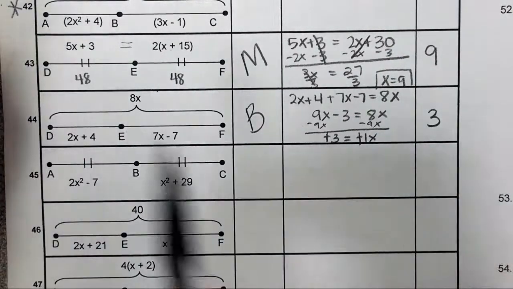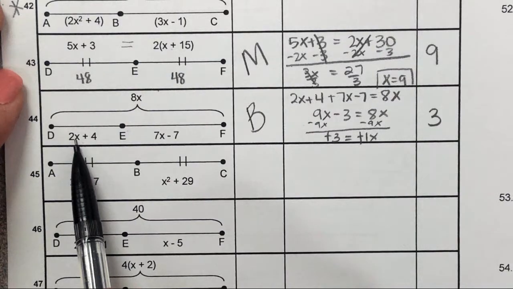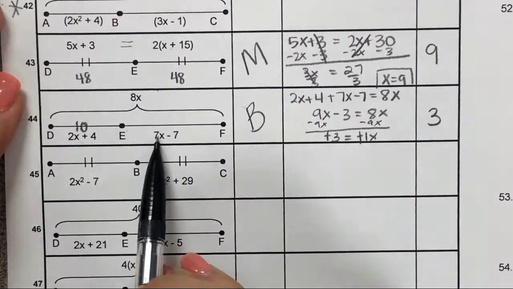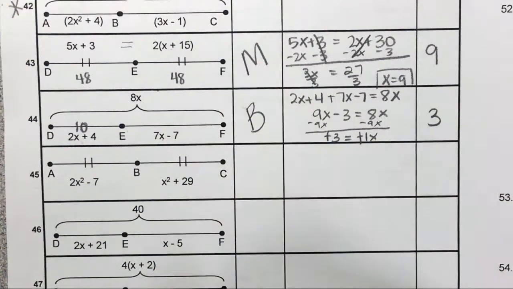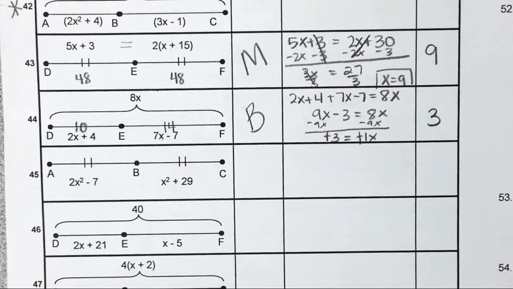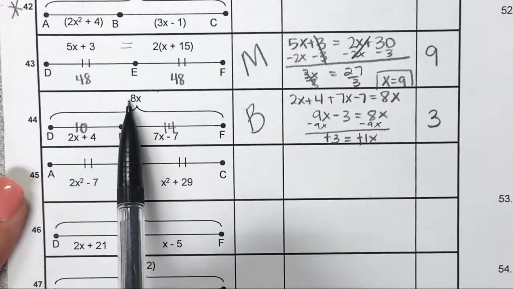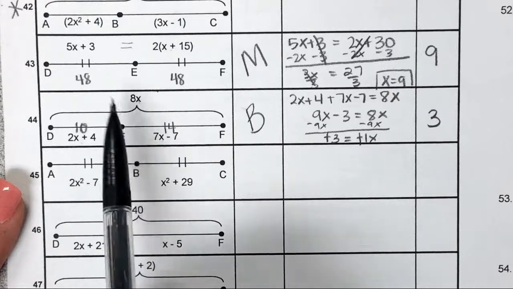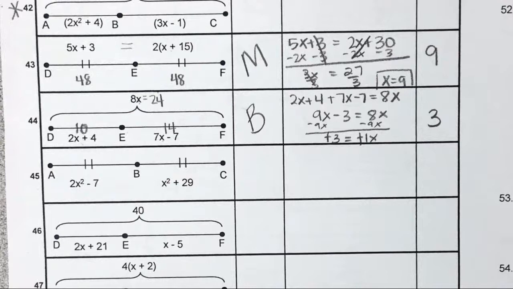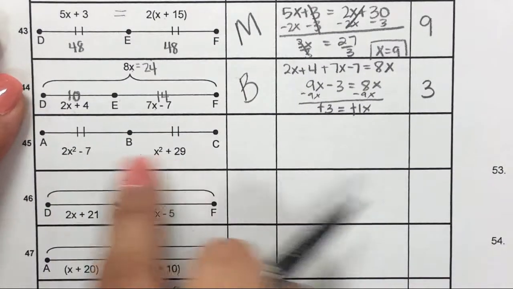Now that I know that, I can plug in. What's 2 times 3 plus 4? 10. What's 7 times 3? Minus 7. Use your calculator if you need to. I do too sometimes. No big deal. And then we got to find the whole thing. What's 8x? I mean, x is 3, so what's 8 times 3? 24. Does that make sense? Everybody okay? Okay.